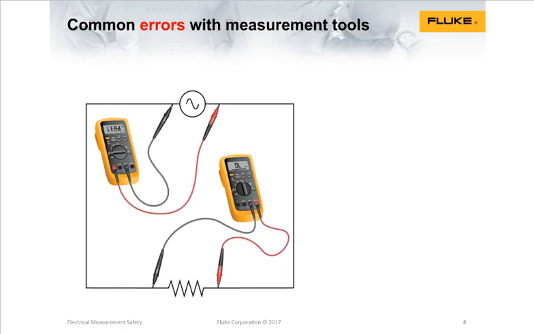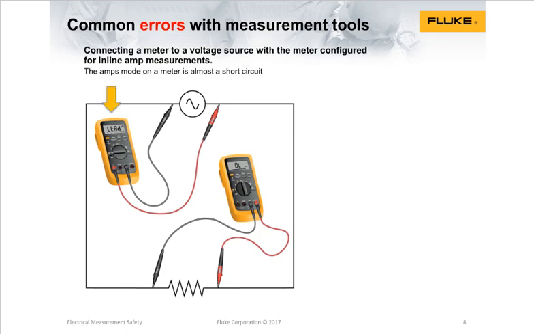Here are some common errors with the measurement tools. So we'll take a look at those. We have one on the upper section that's measuring some AC current, and then we have some voltage drop in the lower picture of what can possibly take place. And what ends up happening is connecting a meter to the voltage source with it configured inline for amps. You basically have a short circuit that could possibly happen.